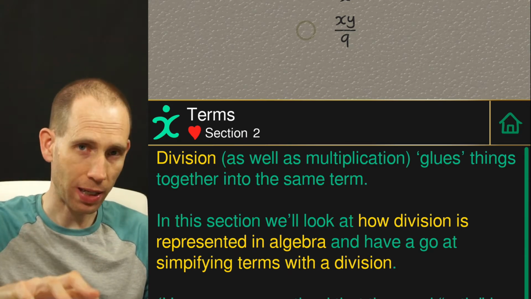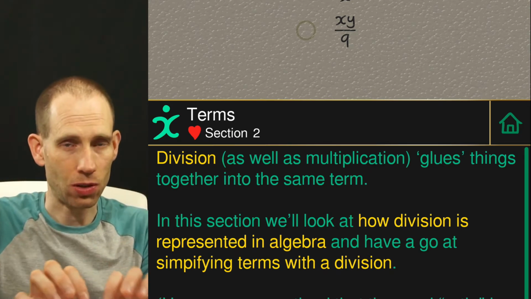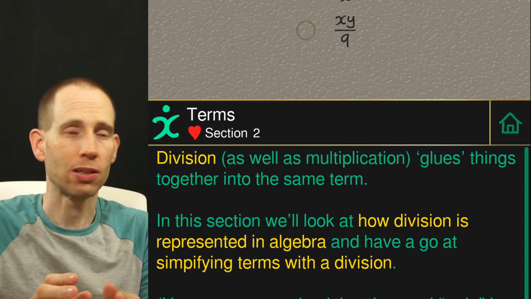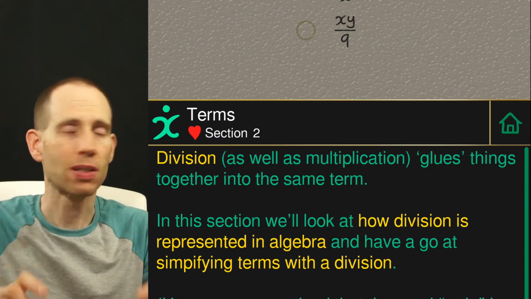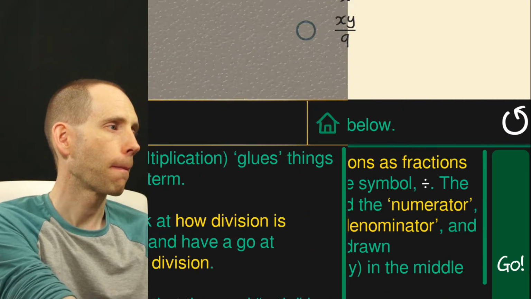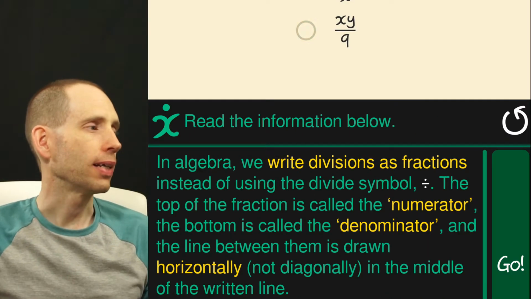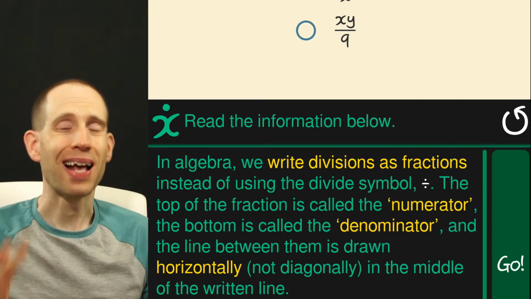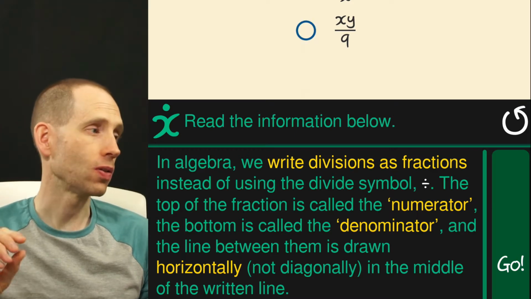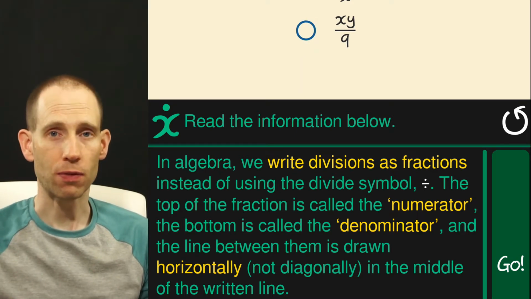We've already talked about multiplication by putting things next to each other without using a multiplication sign, unless it's two numbers. Let's get started. Okay, so in algebra, we write divisions as fractions. We don't use the little divide symbol that you might be familiar with.